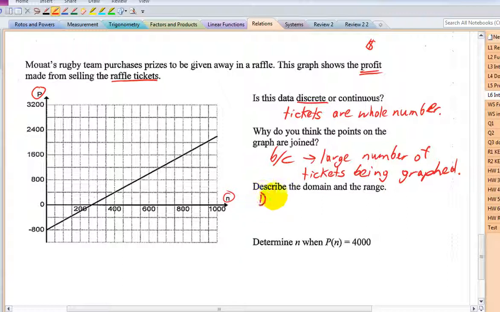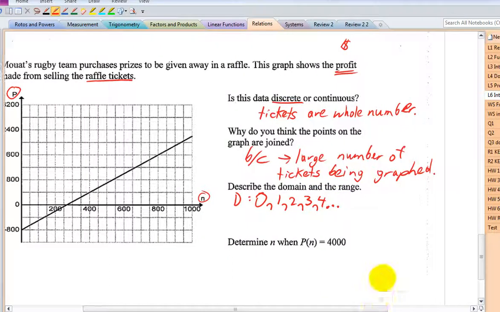What would be our domain? What would be our x value? What's the lowest number for our domain? Nope. 0. The lowest value is 0 for our domain. Okay. We're only able to sell 0 tickets. And then 1 ticket, 2 tickets, 3 tickets, 4 tickets.